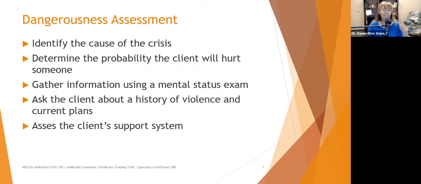For your dangerousness assessment, if you have somebody who is in your office or even on the phone, the first thing you want to do is try to identify the cause of the crisis and the probability the client will hurt someone. This is sort of your big thing that you need to determine. You're going to gather information using a mental status exam. It's important to know that because on the NCMHCE, you're regularly asked, what types of information would you gather here? A mental status exam would be one of them. Also, the client's history of violence and the client's support system.